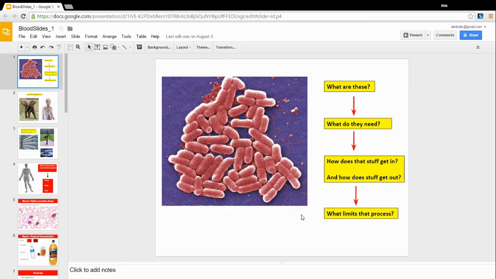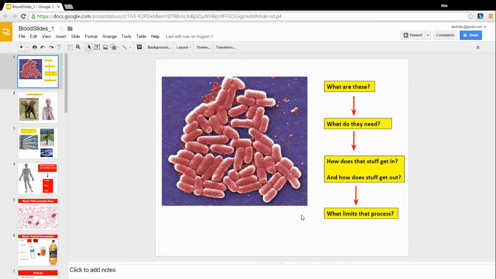Hey, welcome to the first slide show on blood. So begins AMP2. We're going to talk about blood for quite a while. And we're starting here by looking at something that's not human, some cells that are definitely not human cells. These are bacterial cells. I have no idea what kind they are. You got to ask a microbiologist for that.